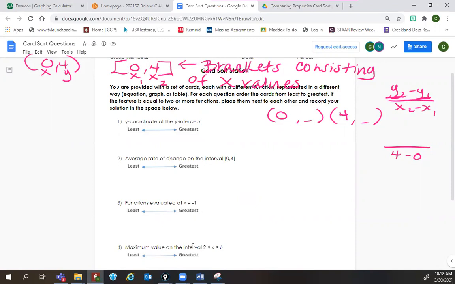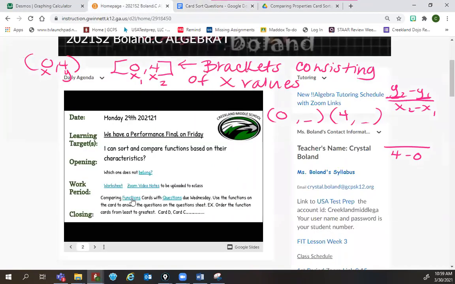Number 4, I don't want you doing because it's a bad question. If you're ever asking about maximum or minimum, that has to do with quadratics, and they're trying to relate that to linear functions, and I don't like it. So going back to number 2, the average rate of change. Look at the cards.